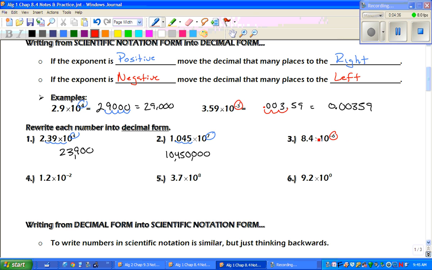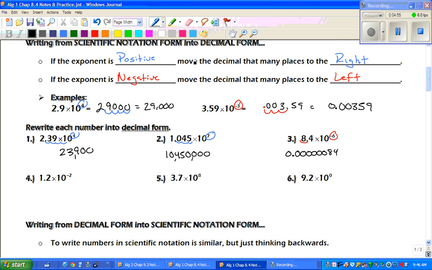Okay? So this is negative, so I got to move it to the left. So I got to move it 1 and then 6 zeros. So 1, 2, 3, 4, 5, 6, and there's 8 and 4. So that's the number that they're really talking about.